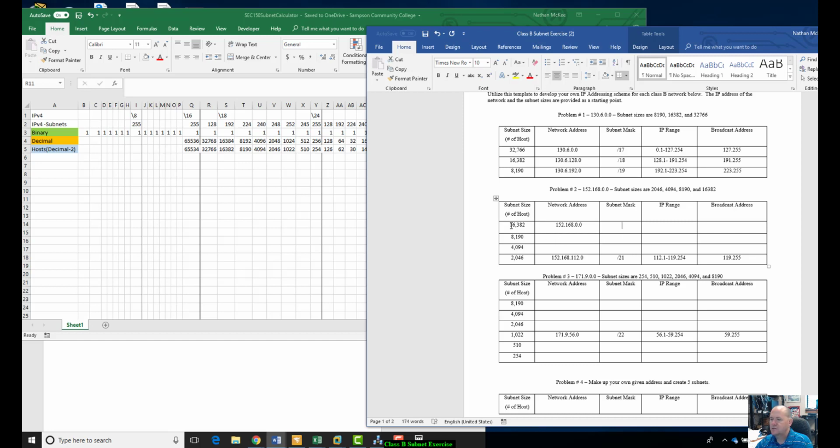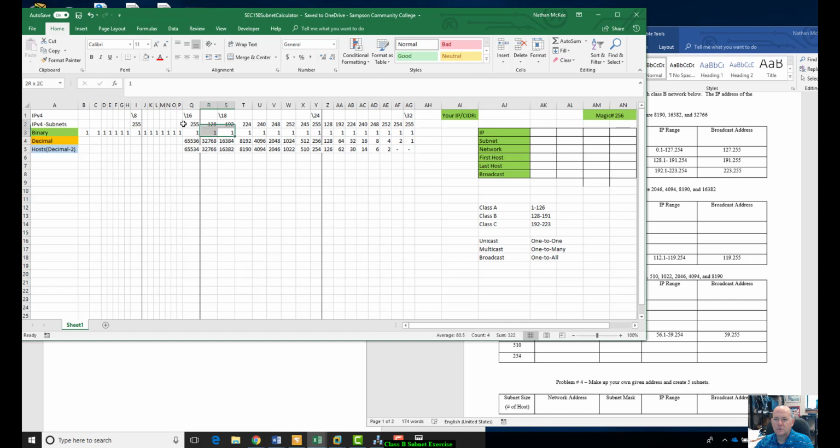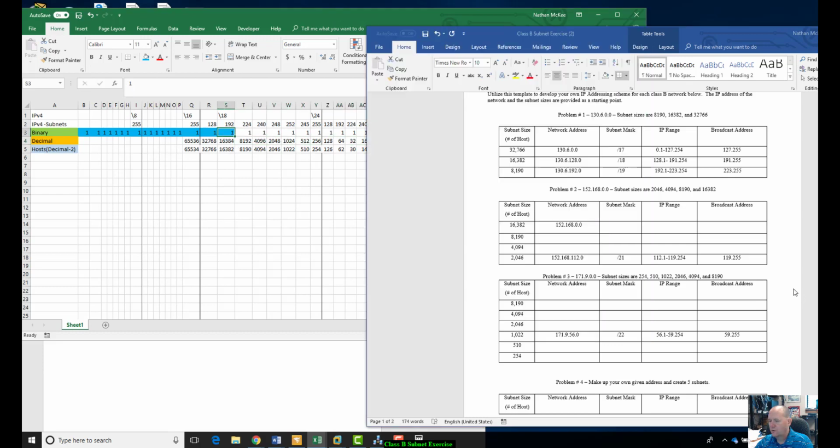We need 16,382 hosts, so add 2 to that, 16,384. So we need this right here. All right, 16,384. If you add up all the rest, 16,383 plus 0. All right, so we know we're on the right track. That's going to be a /18. All right, IP range. Well, we know 152.168 is going to be the same.